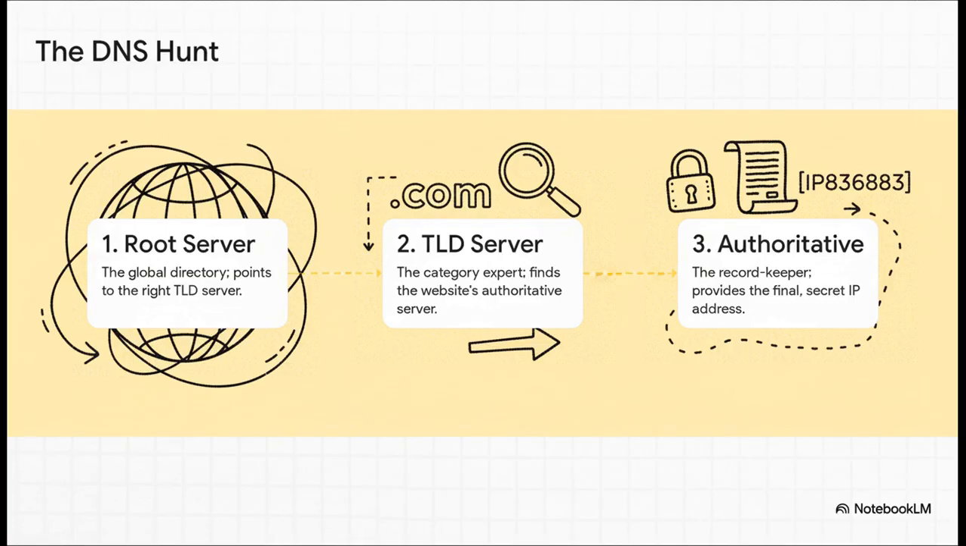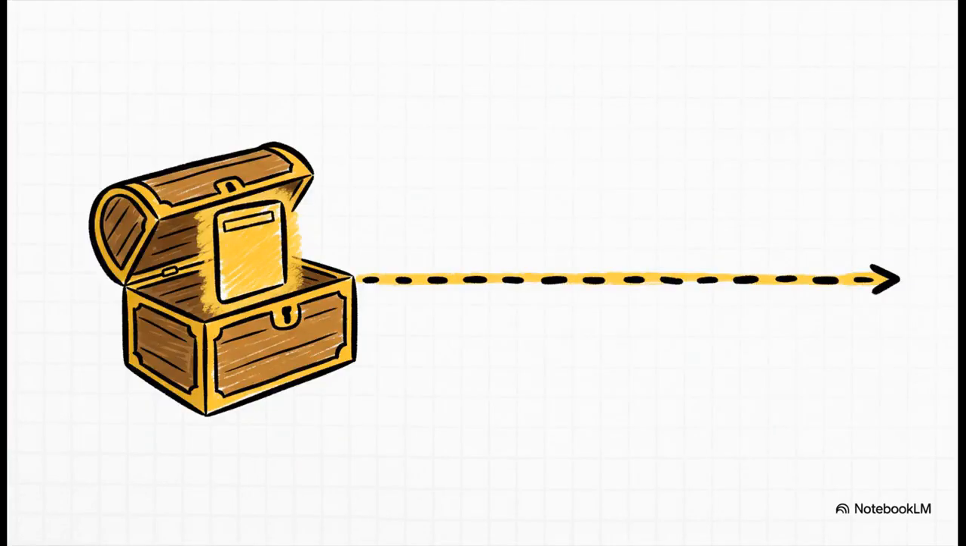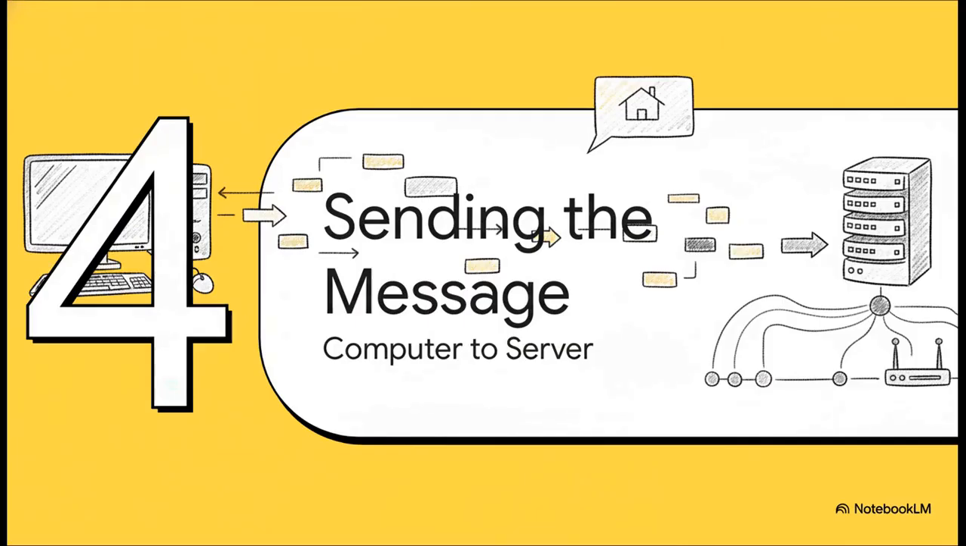It sends you to the final stop, the Authoritative server. That server holds the treasure, the final secret IP address. And all of that, the whole three-step dance, it happens in milliseconds. It's just unbelievably fast. And now, with that IP address secured, the name translation part of our story is over. Your computer knows the exact digital street address it needs to visit, and the real physical journey of your request can finally begin.